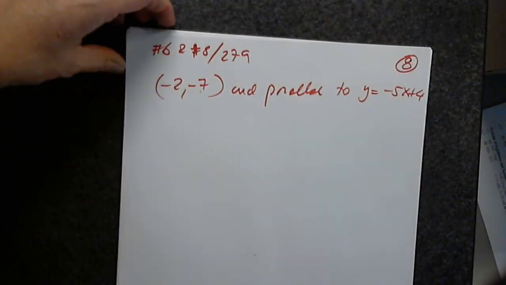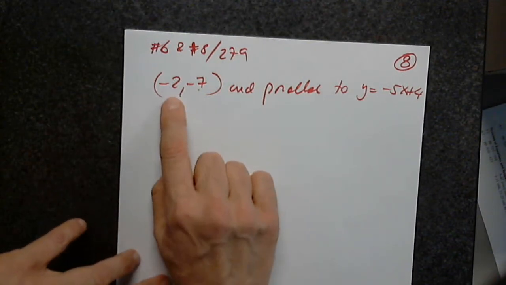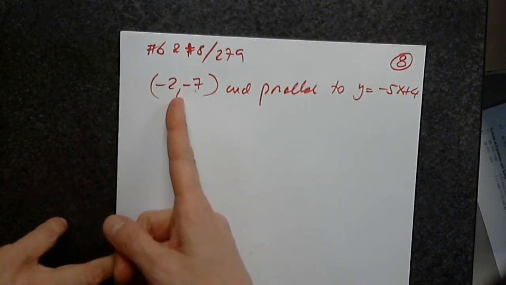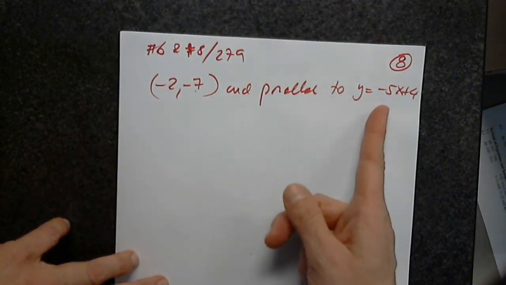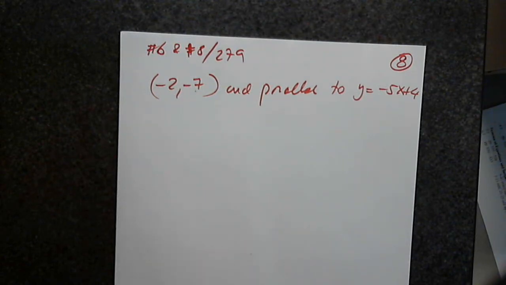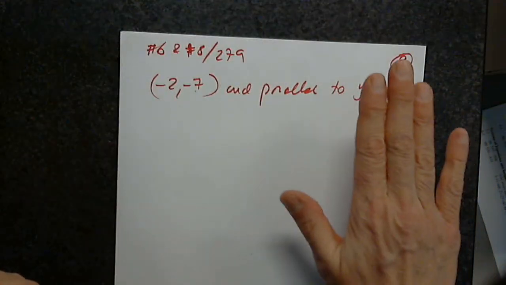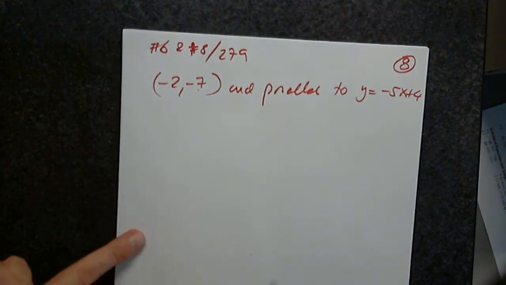They're very similar. So what are we asked here? We're asked to find the equation of a line that passes through this point and is parallel to this line. So let's come up with a little graph. This does not graph the line, it's just the idea.